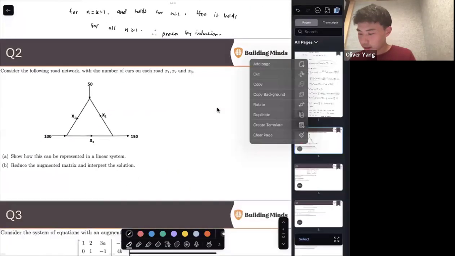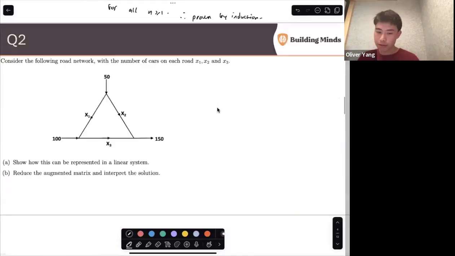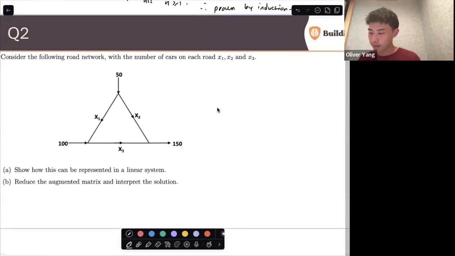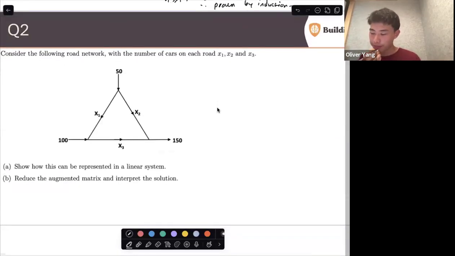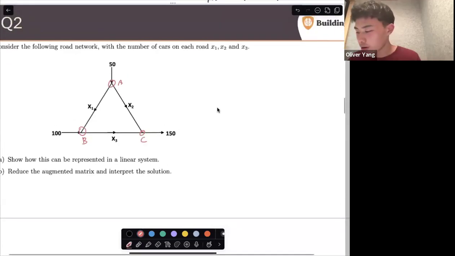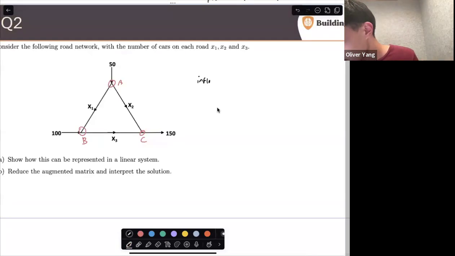So what you first want to do is that this is a flow network basically, and there are sort of 3 points you can see where everything's going towards. So we're going to call this point A, point B, and point C, right? And so for the flow in A, we could write it as inflow equals outflow.